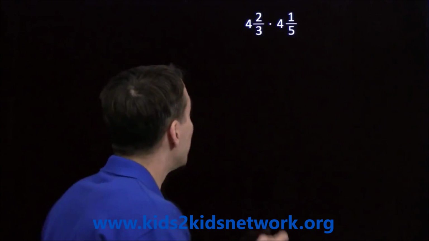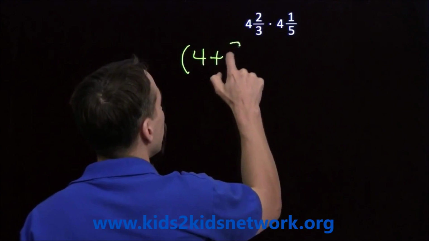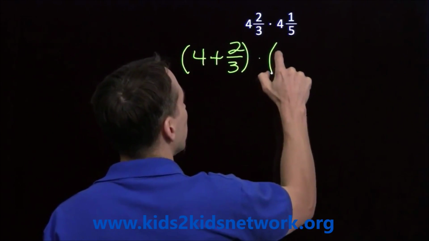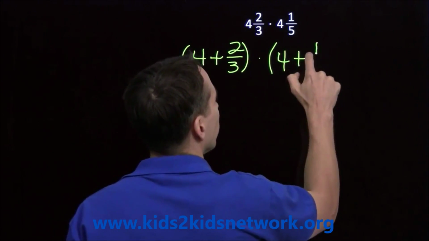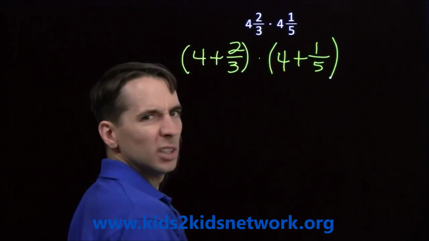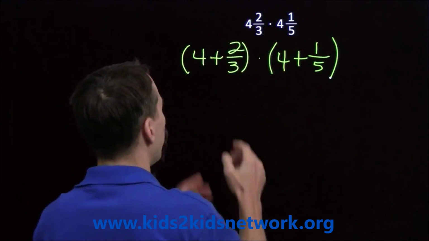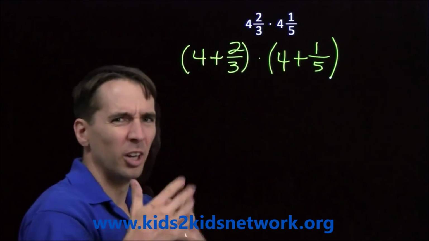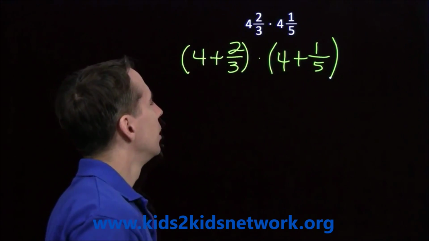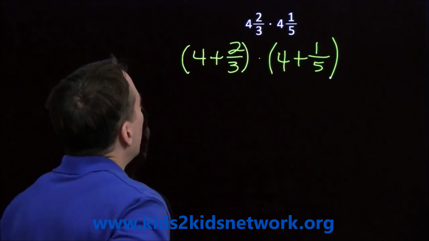Once again, we have a strategy that works. We're going to go ahead and break this up into integer part and fractional parts. So we have 4 plus 2/3 times 4 plus 1/5. Yuck. If we do the distributive property, we'll have to multiply this whole thing by 4 and then this whole thing by 1/5. We'll have to do the distributive property a couple more times. That's just annoying. There's got to be a better way to do this.